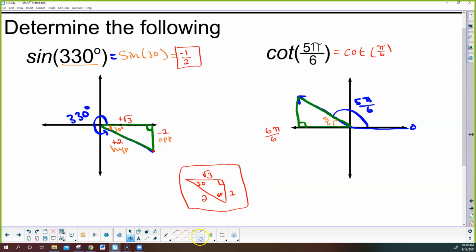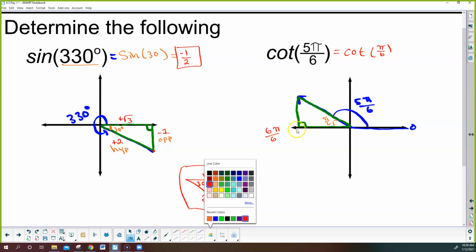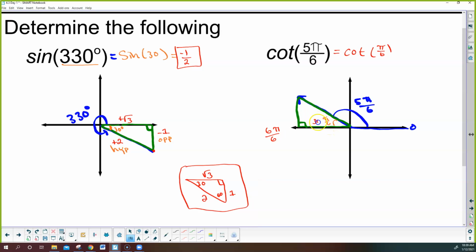Now, the way my brain works is pi is 180. 180 divided by 6 is 30 degrees. So if this is the 30, across from the 30 is a 1, just like we saw down here. Across from the 90 is always a 2, and across from what would be the 60 is square root 3.